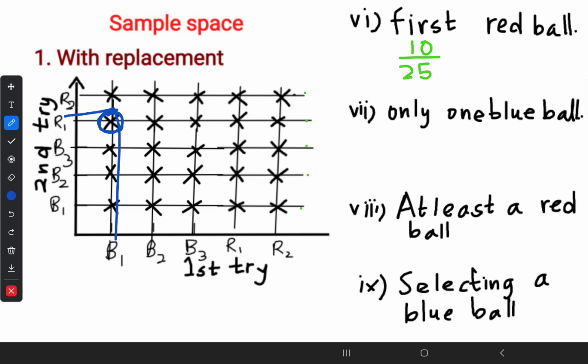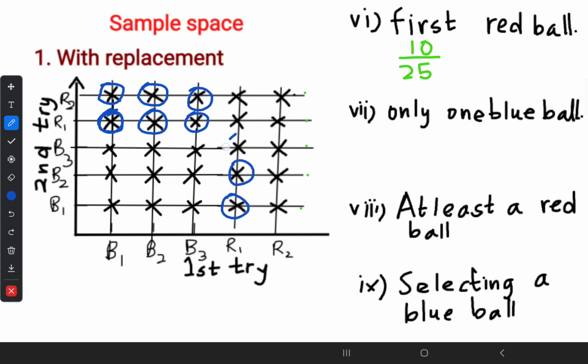First blue, second red. So we are getting one blue ball. Here also one blue ball and another red. One blue, one red, one blue, one red. In these events, we are getting both blues. We don't want that. First red, next blue. So one blue ball. Only one means you should take it where you are having only one blue ball.